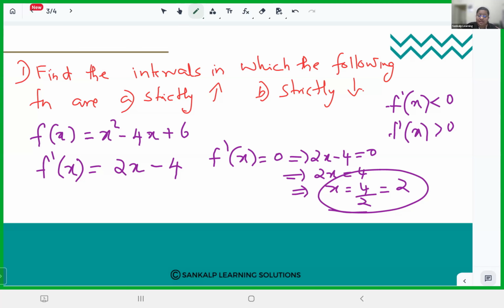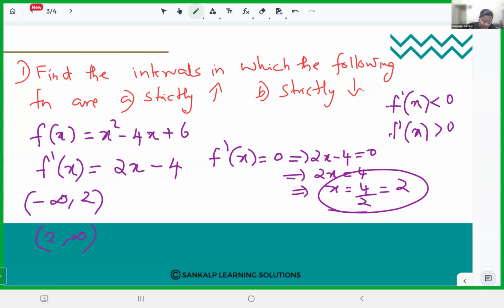Okay, which means x equal to 2 is the point that divides the domain of the function into two parts, isn't it? Minus infinity, infinity is the domain of the function, but since x equal to 2 is a critical point, there is a change in the nature of the function, which means x equal to 2 is a point that divides the real line into two intervals. Which are those intervals? They are minus infinity comma 2, and the next interval is 2 comma infinity. Okay, so these are the intervals.